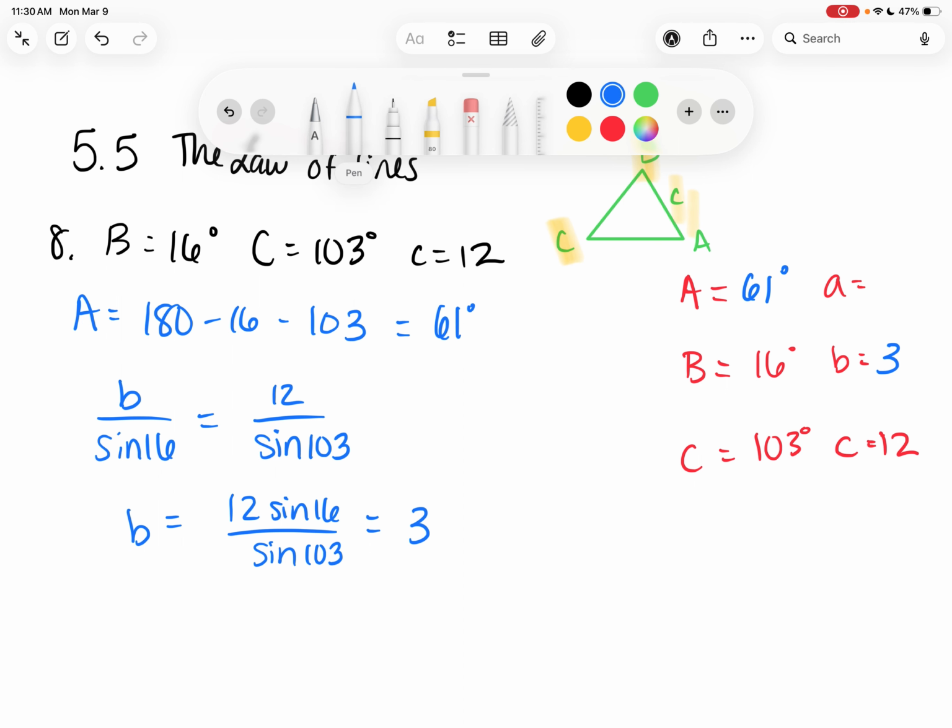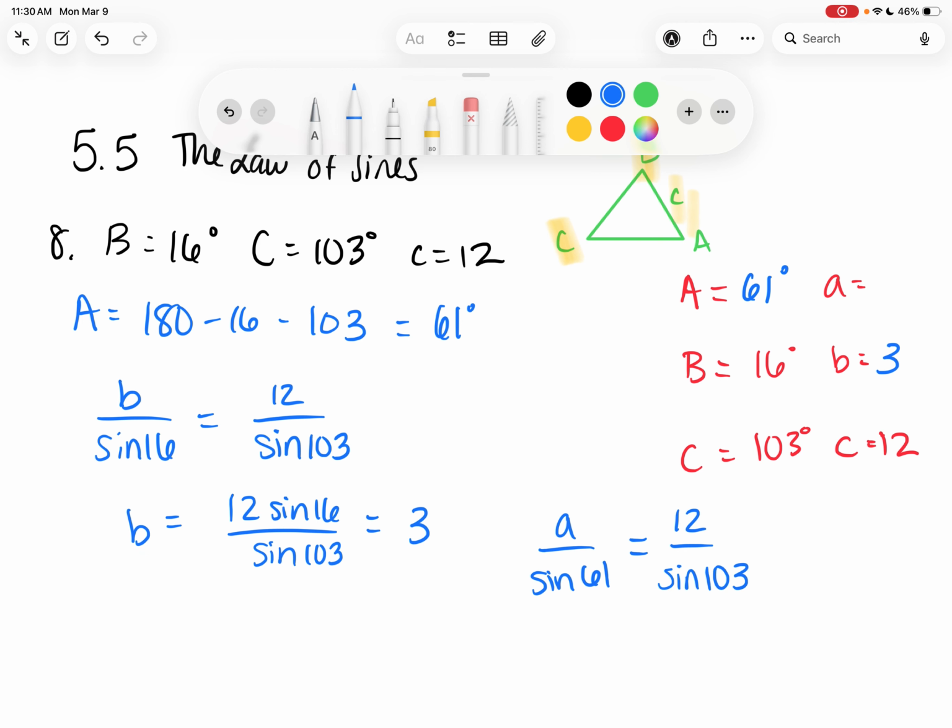So this is more so what I was talking about earlier. When I'm finding A, I'm going to have A over the sine of 61 is equal to, I would refrain from using B because that's what I just solved for. If I mathematically type something in wrong and whatnot, I wouldn't want to use that, so I'm going to use C. So 12 over the sine of 103. Now your answer should basically be the same, but just to eliminate potential error. So we have 12 sine 61 over sine 103.